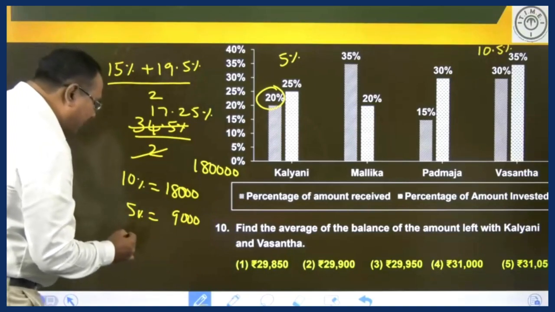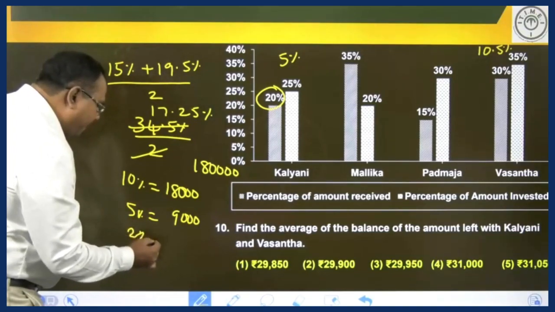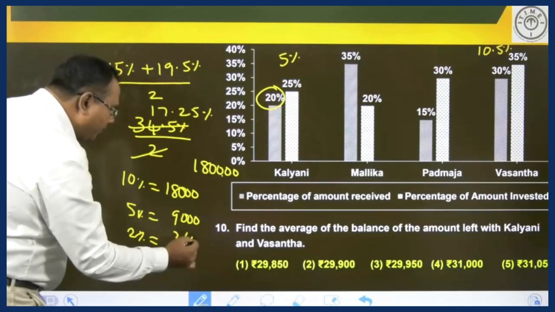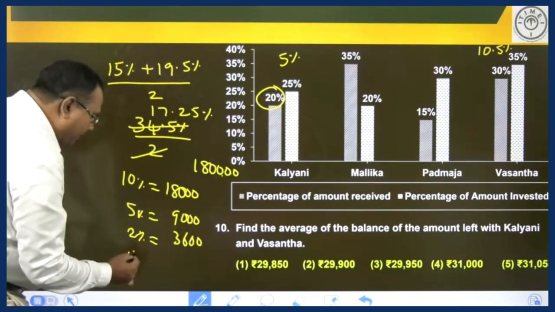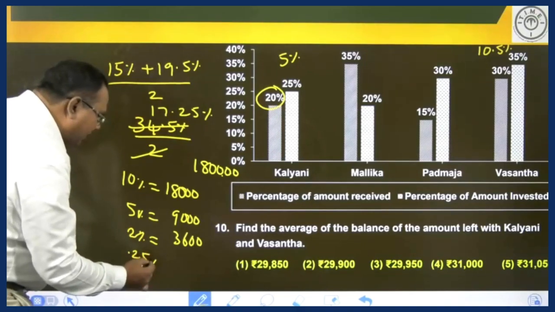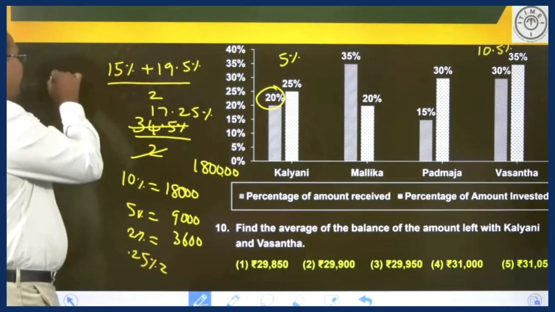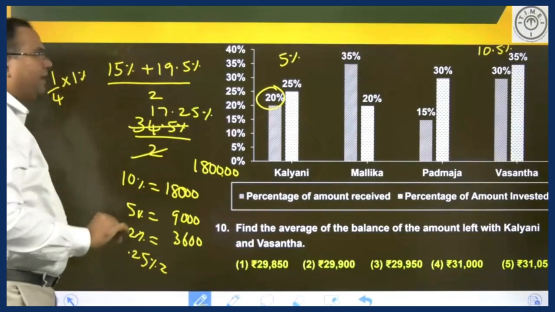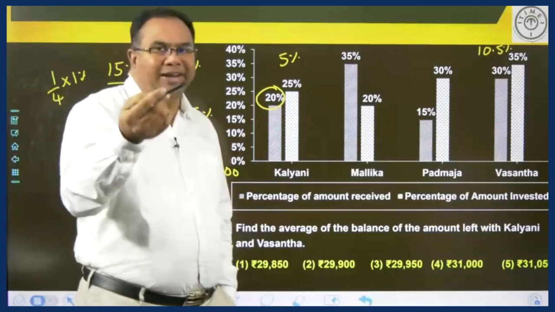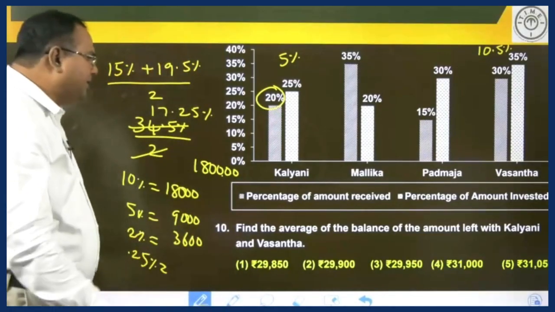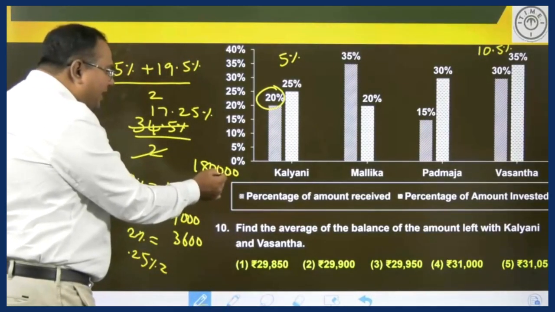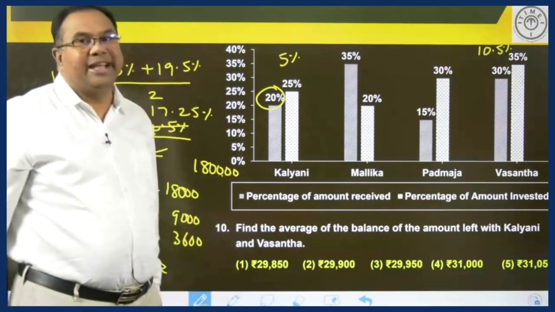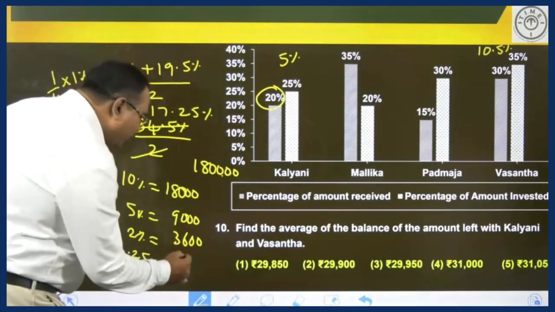How much is 2%? 1%, 1,800, 2%, 3,600. Then 0.25%. How do you get 0.25%? It is 1/4 of 1%. Half of 1%, 0.5. Again 0.5 half, 0.25. How much is 1%? 1,800. Half of that, 0.5 is 900. Again 0.25 means again half. It has to be 900 half, 450.